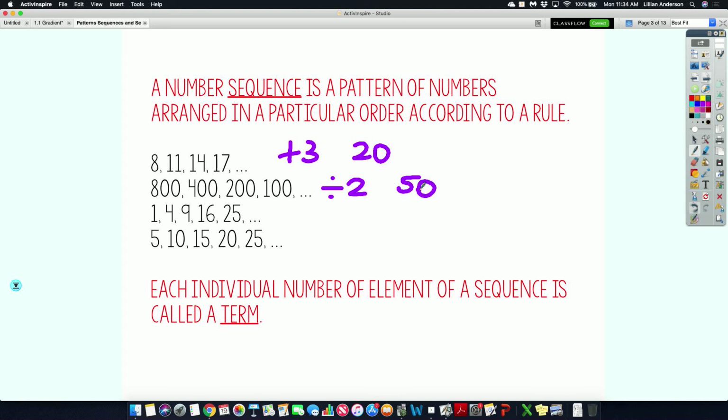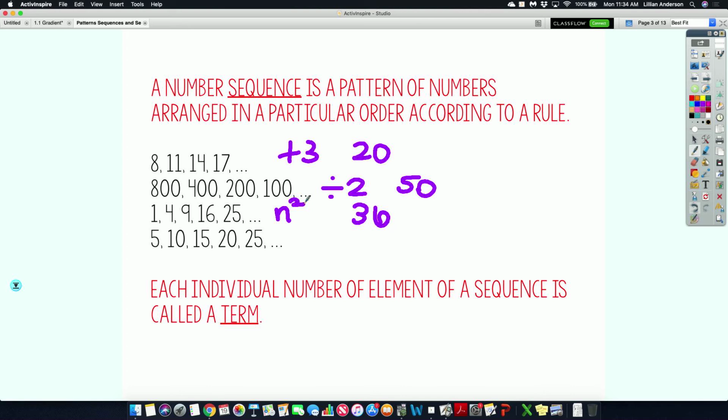This next one, I have 1, 4, 9, 16, 25. Recognize the pattern? Sarah. They are the perfect squares. So my next one will be 36. If they're the perfect squares, how could I potentially write that? I could write out perfect squares. What's another way I could write this? n squared. And what would n represent?